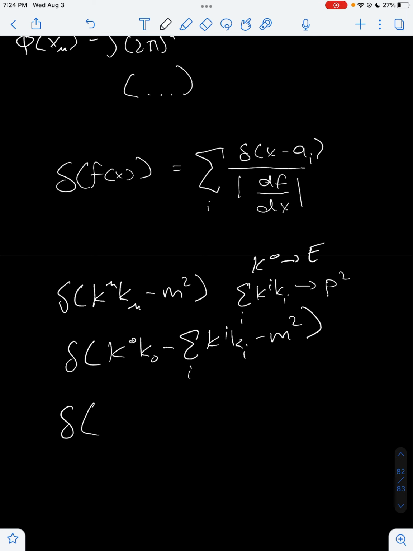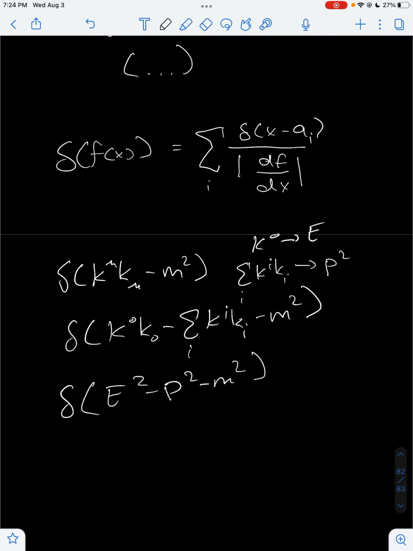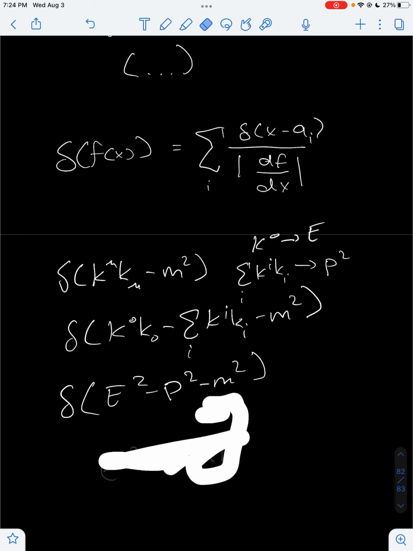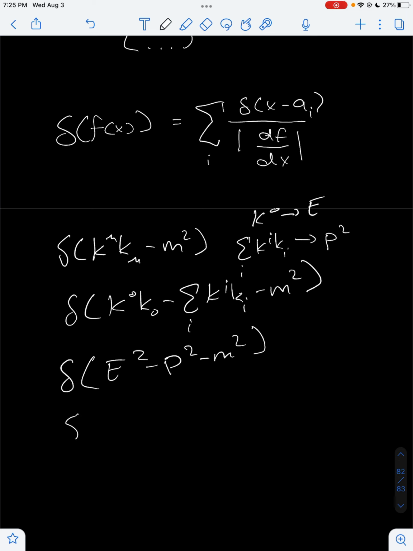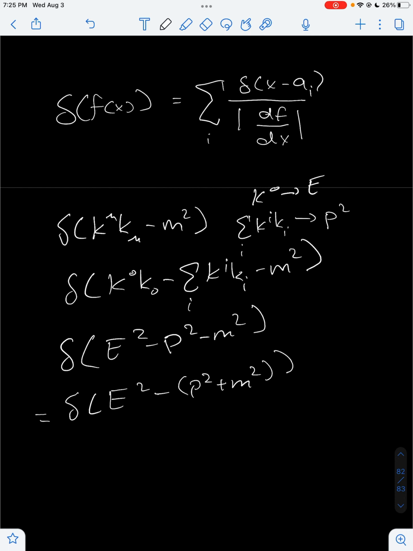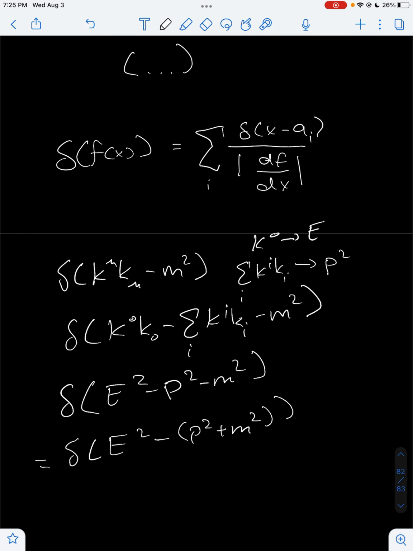So we now have delta of E squared minus P squared minus M squared. And you can see why I did this, because the famous equation is E squared equals P squared plus M squared. That's why I used those symbols, because they're much more familiar to us. So we now get that, right? And we can also rewrite this as delta of E squared minus P squared plus M squared, right? So that's our delta function now.